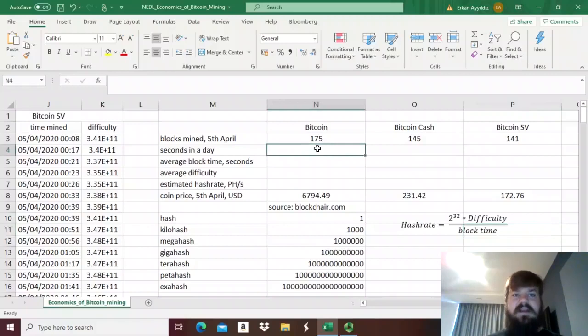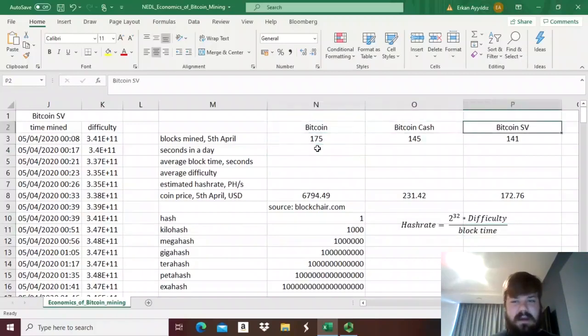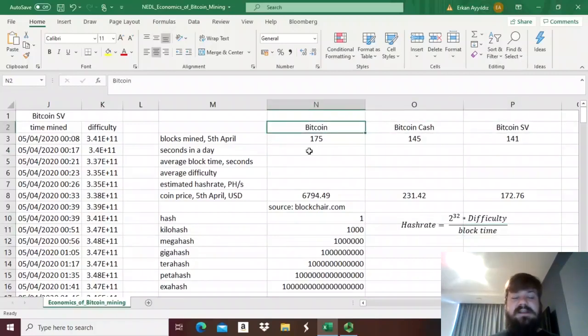Well, the design of all of those 3 blockchains is to maintain, in the long term at least, a constant block time of 10 minutes or 600 seconds. And by the way, we'll be talking about seconds here as the most common metric, the most common dimension of measuring hash rate, which is hashes per second. So we will convert everything into seconds to estimate our hash rate in hashes per second.